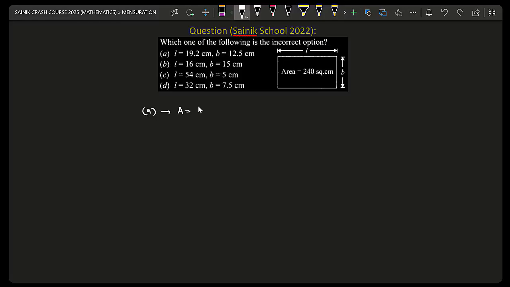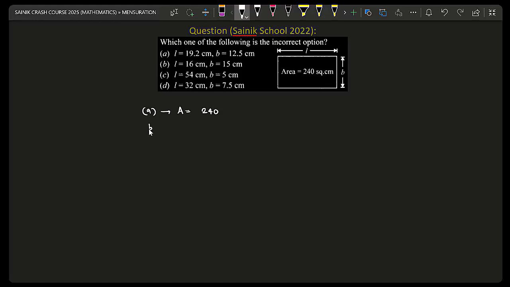Abhida, you got the answer? Zero. Sir, yes, sir. So what is the product you got? 19.2 into 12.5. Sir, 240. 240 square centimeters. So option A is valid, right?